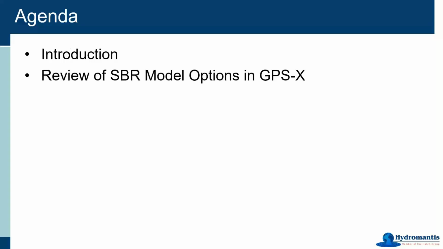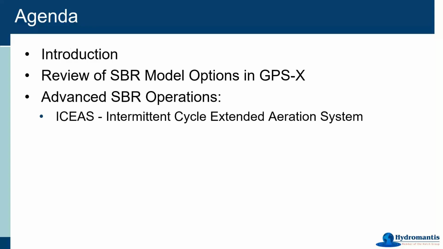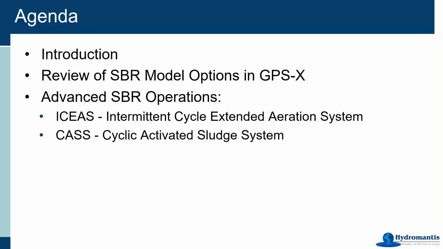The plan for today is that I'll start out by reviewing what SBR model options we have in GPS-X, so that we set the context for how to use them to model the two different systems that we're going to talk about. The two examples that we have set up today are the ICEA system, intermittent cycle extended aeration system, and the CAS system, cyclic activated sludge system. That is a way that allows people to have their SBR cycle going on and treatment while still continuing to receive continuous influent flow. I have quite a few slides where I'll show you all of the options that you need to know, what the methodologies are to set all that up, and different things you're going to have to put in place.